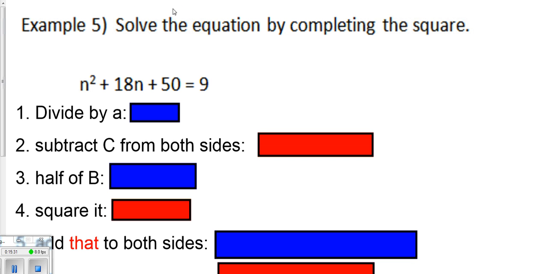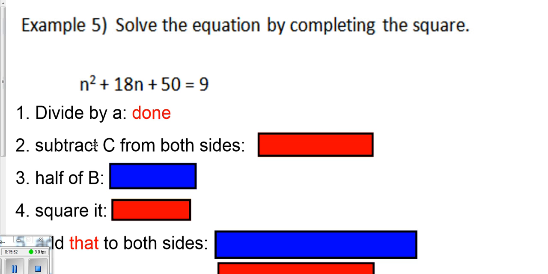Let's try it again. Another example. This time we didn't have a 0 right here, and in the end we also won't get a perfect square number that our binomial equals. So let's try this out. I'm going to divide both sides by a. A is 1, so that part is already done for us.